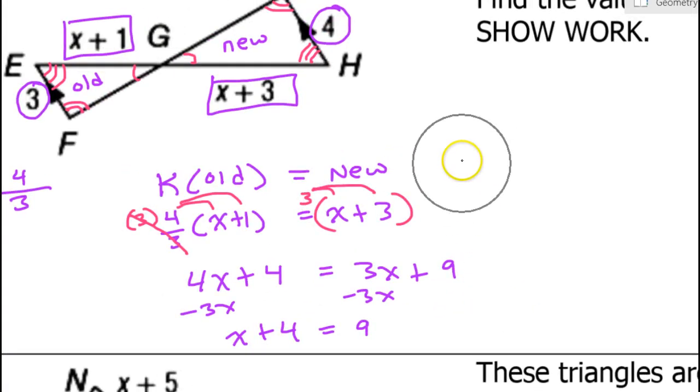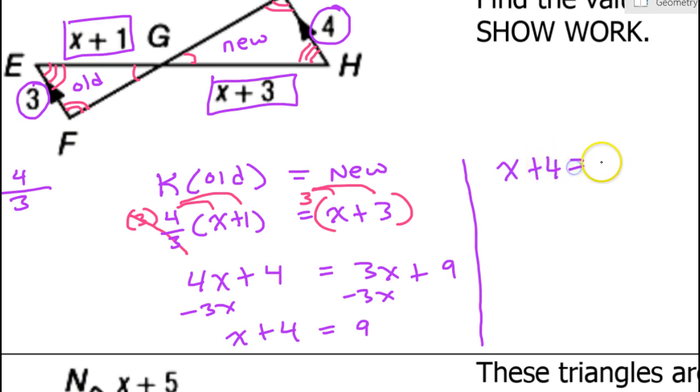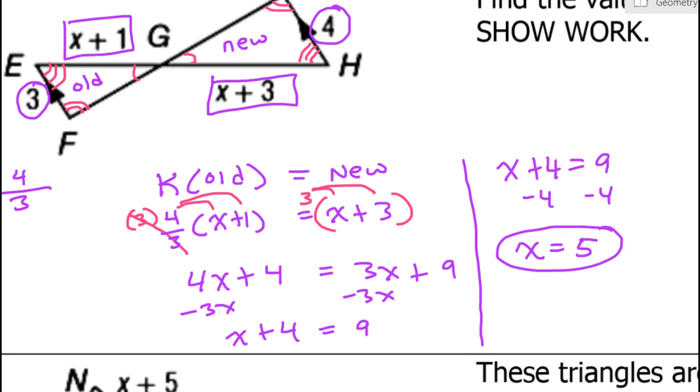I'm running out of space, so I'm just going to bring that up over here. So I've got x plus 4 is equal to 9. So now I can subtract 4 from both sides, so that gives me x is equal to 5. All right, so I found x.